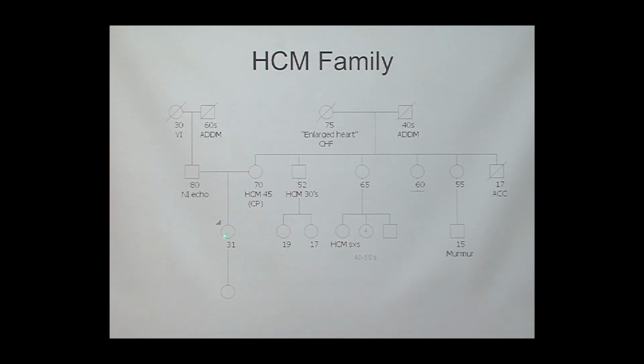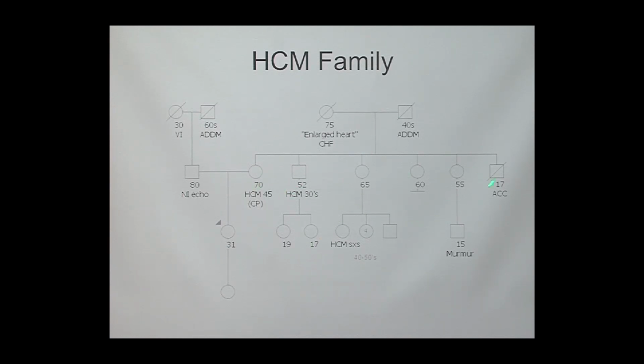This is a pedigree of an HCM family. So the proband is here, a 31-year-old woman. Her mother has HCM, was diagnosed at 45, a maternal uncle in his 30s. We don't have a real specific history in either parent, but are concerned that it could have been their mother, given the enlarged heart and heart failure, which can happen with people with hypertrophic cardiomyopathy, again, thick heart muscle disease.